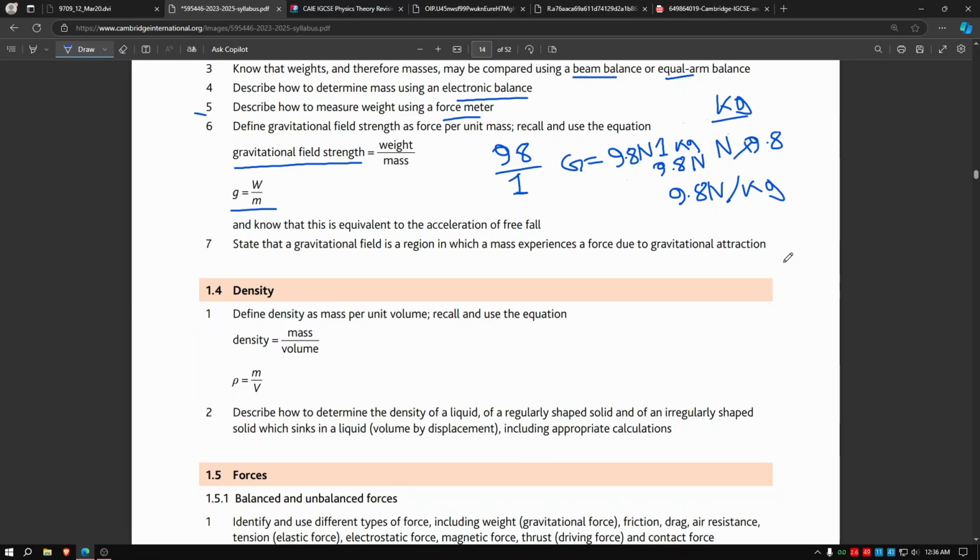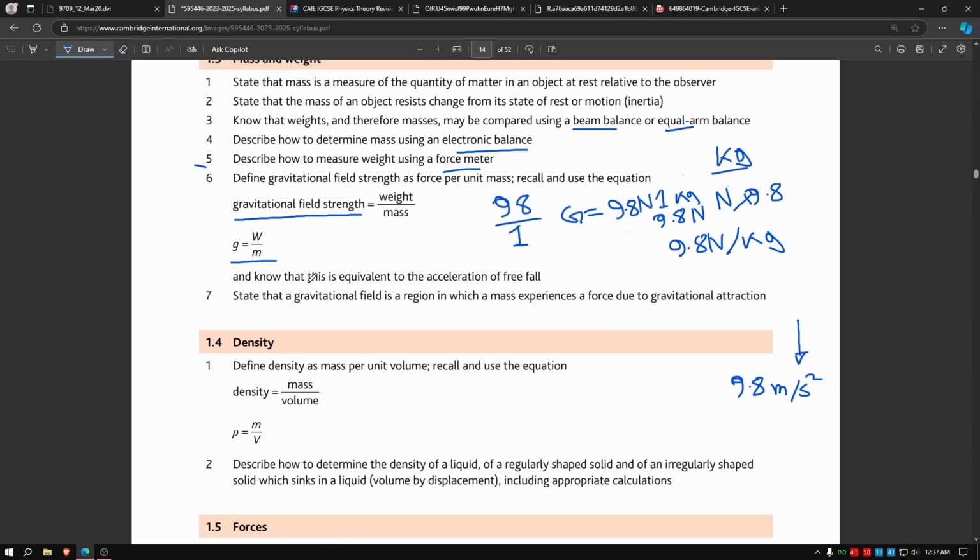We have learned before that if you are falling through the air, so only due to the weight of gravity, right? Not air resistance, no outside force is acting on you. Only the force of gravity is pulling you downwards, right? Then you will be accelerating at 9.8 meters per second square as you are falling downwards. So this is what they mean by, and know that this is equivalent to the acceleration of free fall.